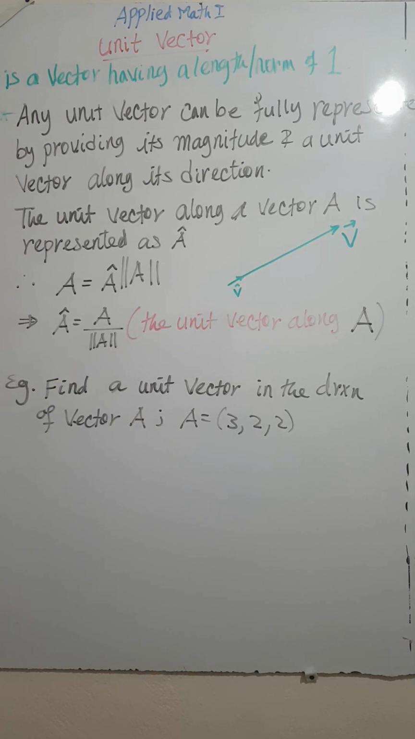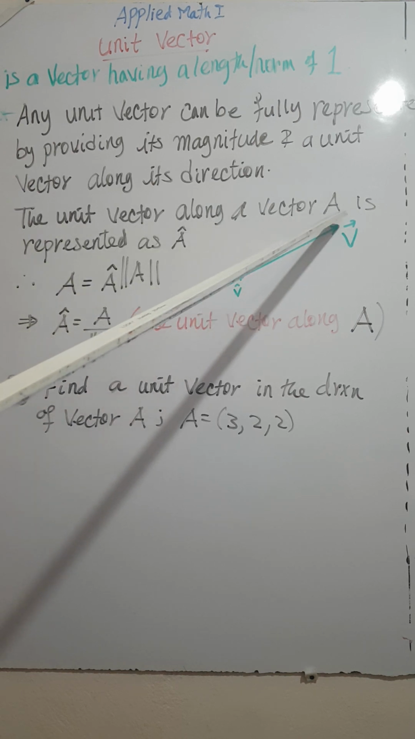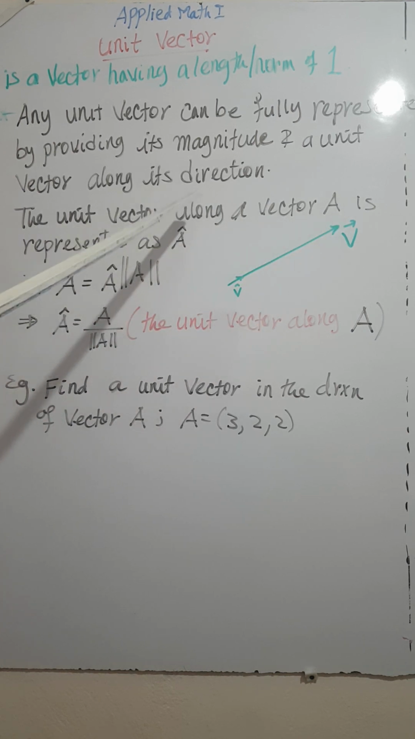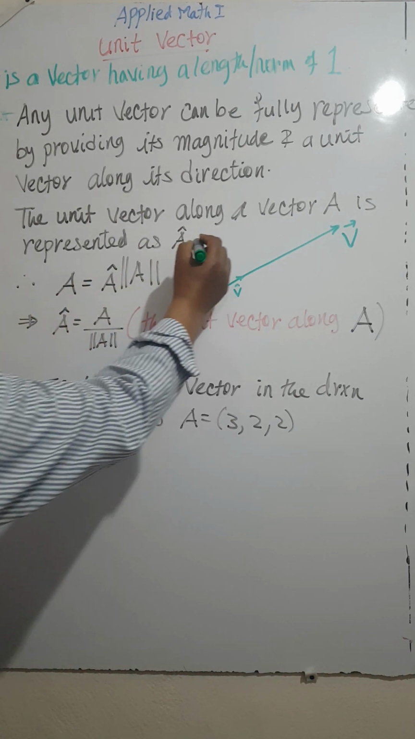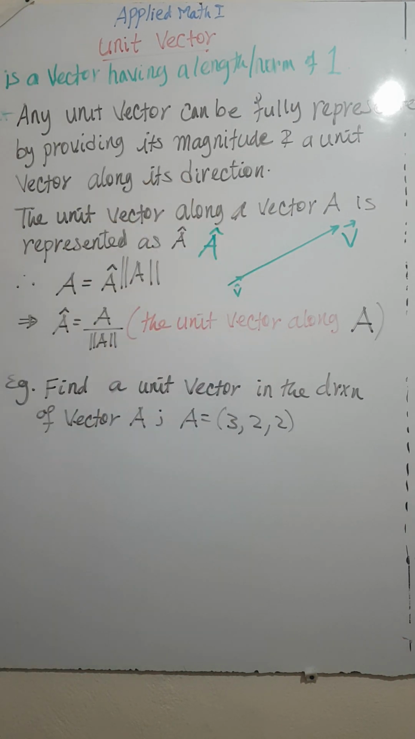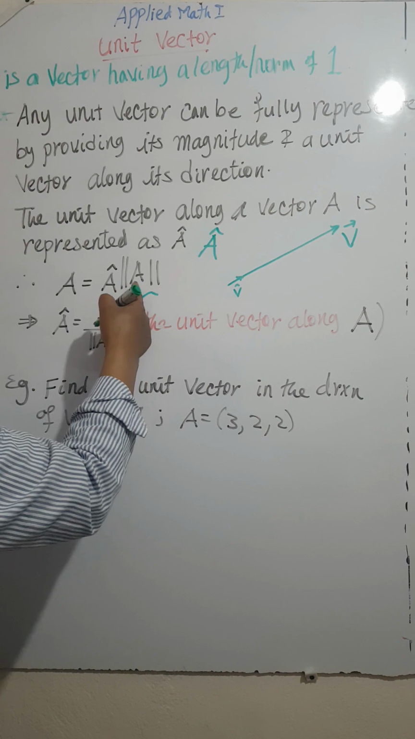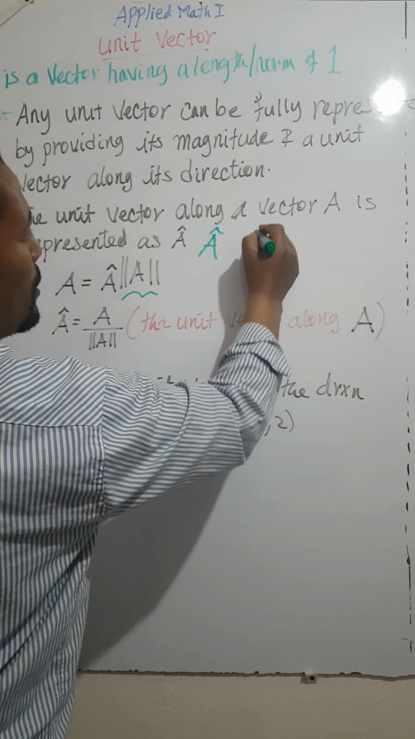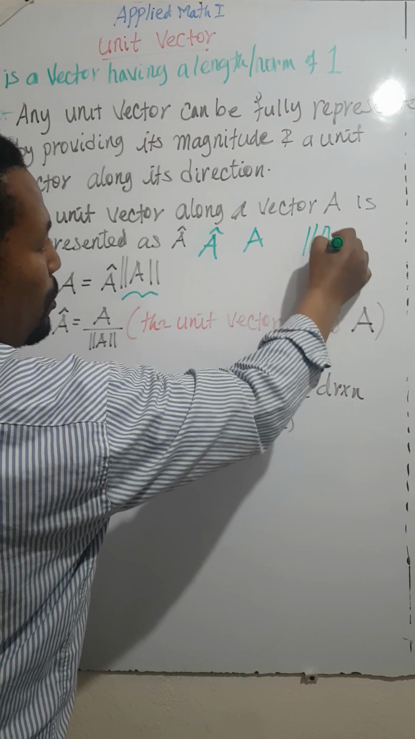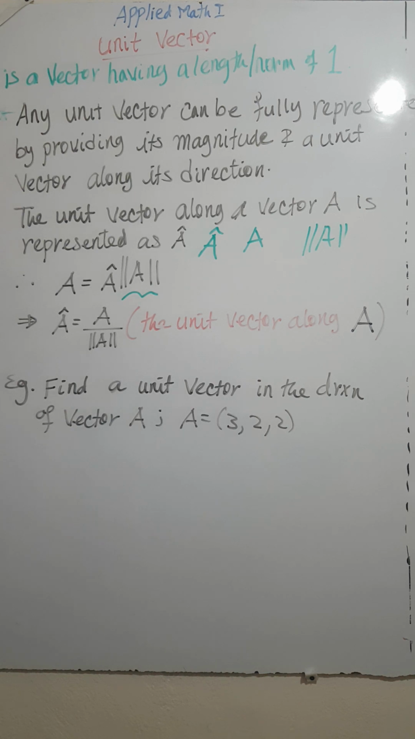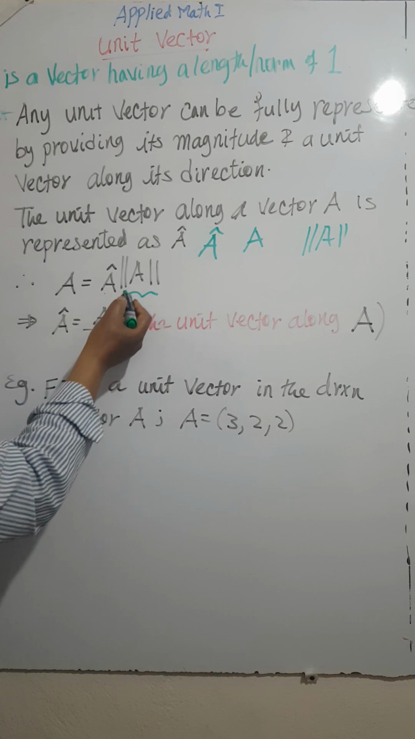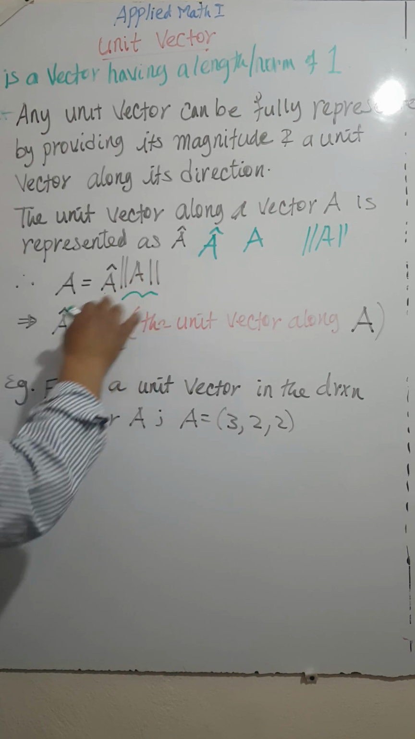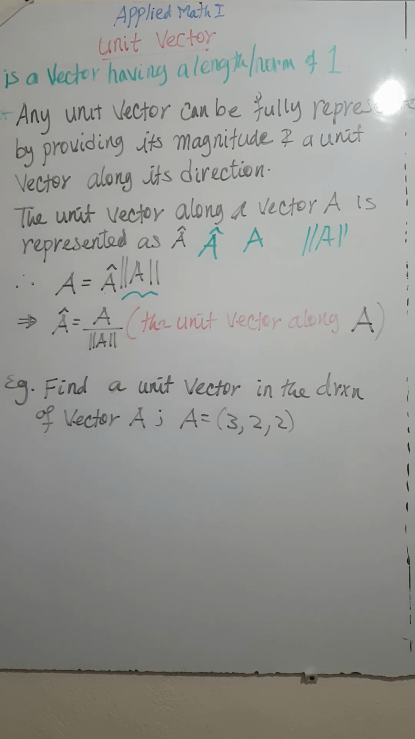So the unit vector along a vector A is represented as A hat. Okay, that is how a unit vector is represented. The magnitude, or norm, of a vector A is the absolute value or norm of A. ስለዚህ this unit vector multiplied by the norm of the vector is equal to the vector itself.